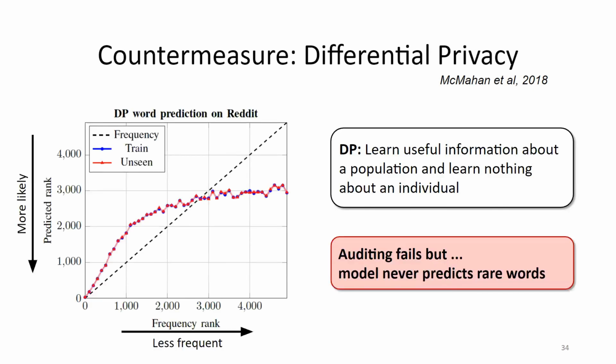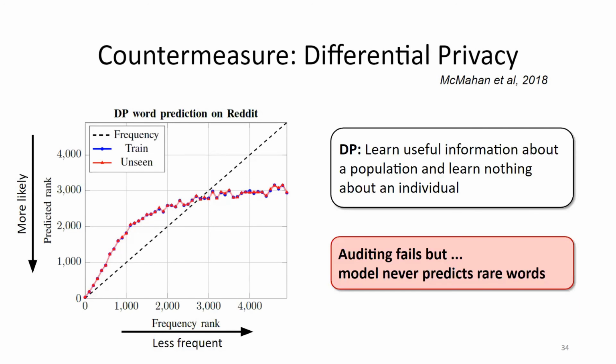And here is the same plot for a differentially private language model trained on the Reddit dataset. And from this plot, you can see that there is indeed no more memorization. The blue curve and the red curve almost overlap exactly, which means the model is behaving exactly the same on training and unseen context. Auditing, of course, failed in this case because we can no longer differentiate between the model's training and unseen data from its output.